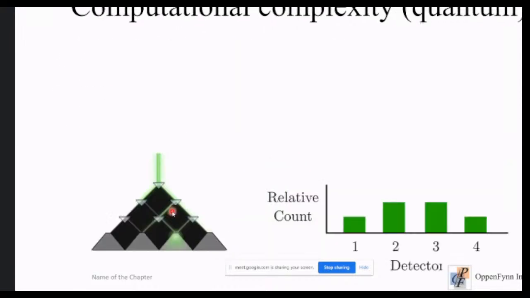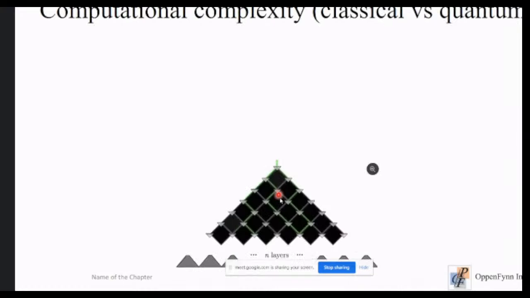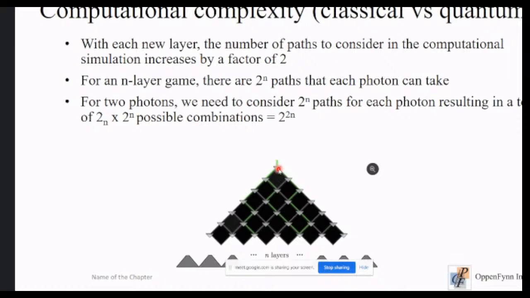I'll go to that slide. So yeah, as the number of levels increases, if you want to figure out whether two photons are interfering constructively or destructively, you would have to individually calculate all the possible paths. And as you can figure out, it's going to grow exponentially.